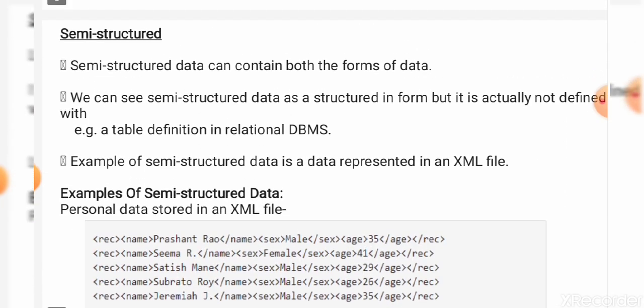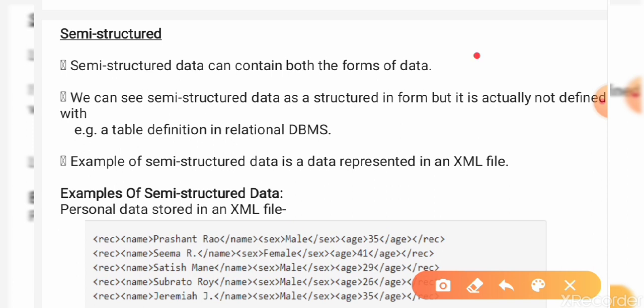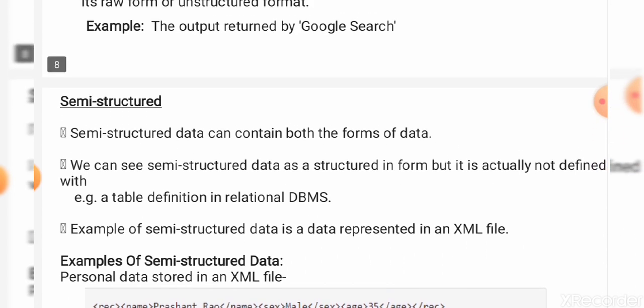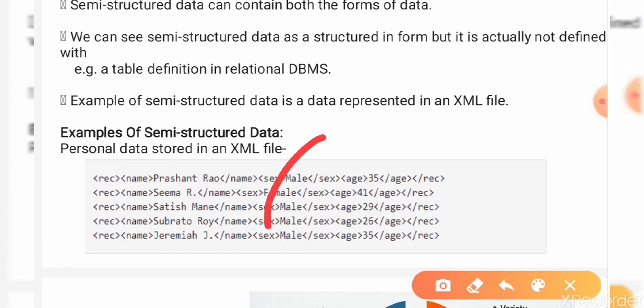The other type is semi-structured. Semi-structured data can have both forms of data, structured and unstructured. We can see semi-structured data as structured in form, but it is actually not defined with it. Example: the table definition in a relational database management system. The example of semi-structured data is represented in an XML file. This is an example where the data has not been defined as a structure. The personal data stored in an XML file comes under semi-structured big data.